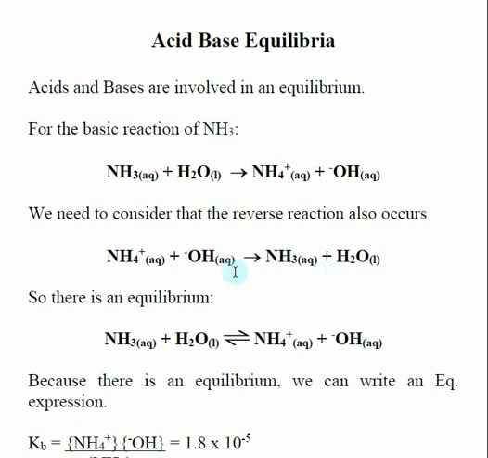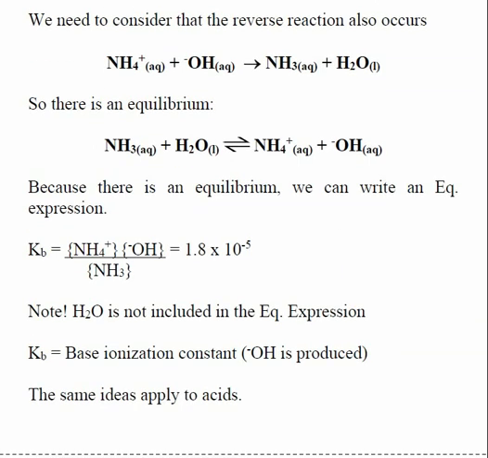So to better understand this relationship, we write the basic reaction of ammonia as an equilibrium. So we use the double-headed arrow. Once we understand ammonia and other bases are actually involved in an equilibrium, we can use the ideas of equilibrium that we learned in the previous chapter.